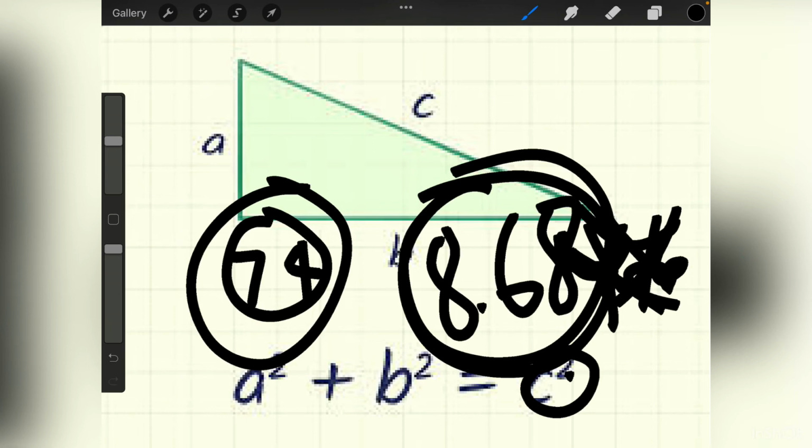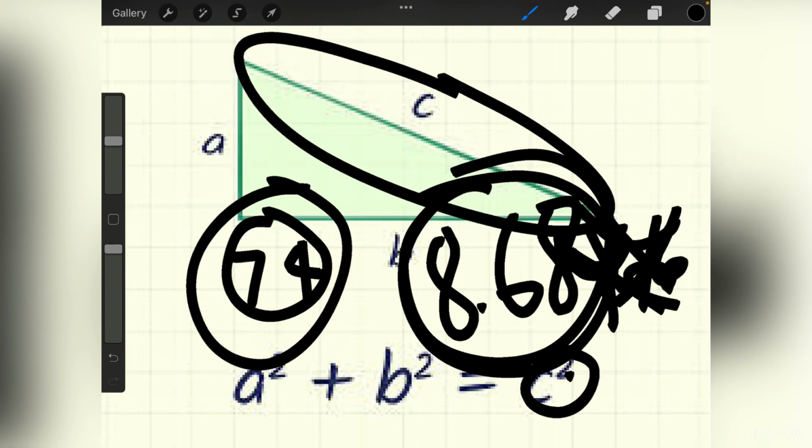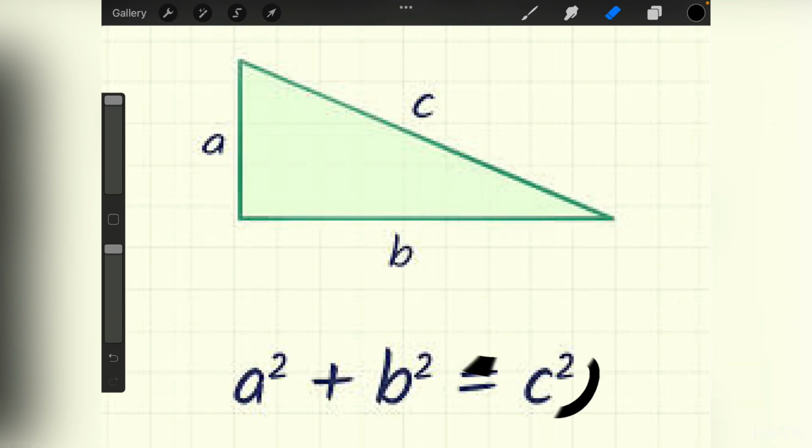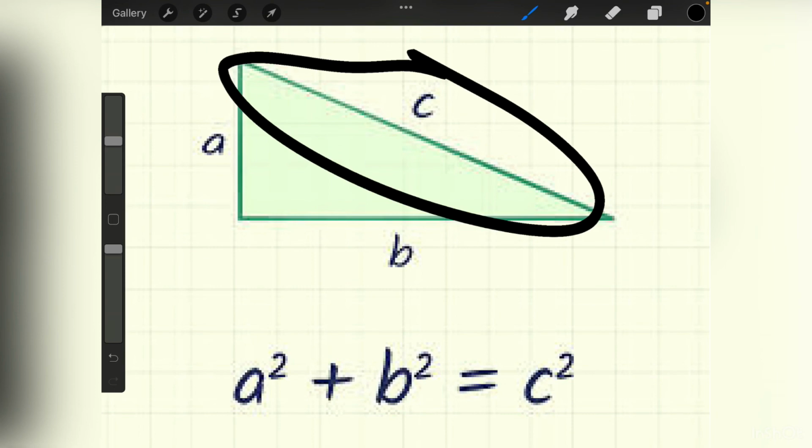And then you get the square root of C squared. And that's C, which is the length of the hypotenuse. And that's what you're going to look for usually. When you have Pythagorean theorem problems, you're usually going to be looking for C, or the hypotenuse, because that's what the Pythagorean theorem is used for. So this is the basic premise of the Pythagorean theorem.